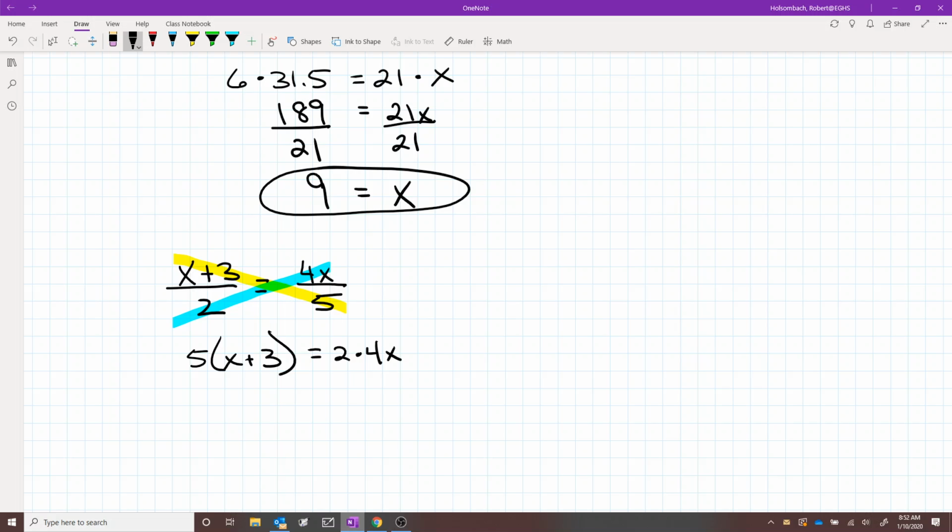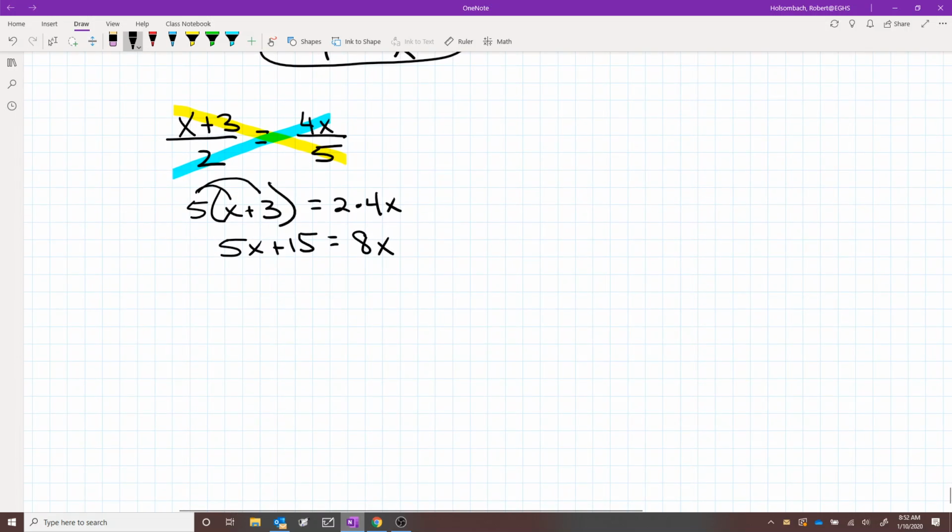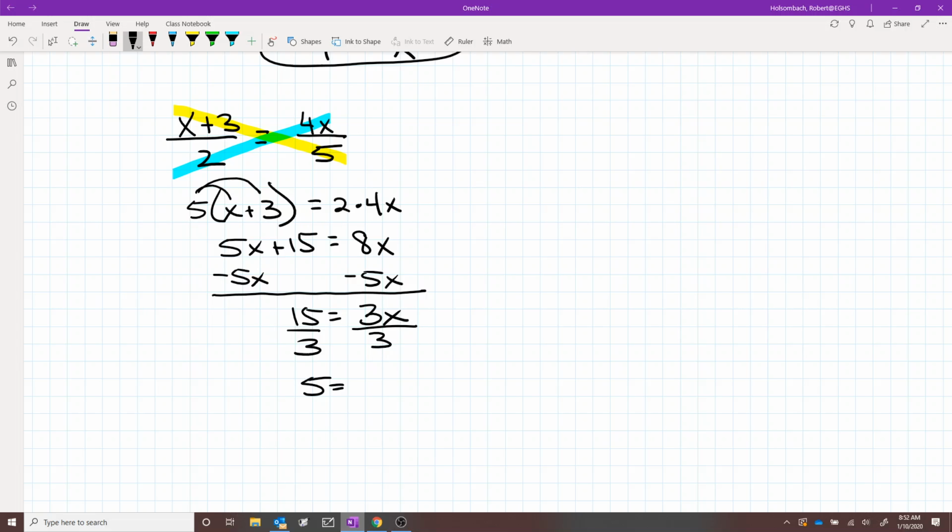So now remember the distributive property. You got to distribute this 5 to the x and to the 3. So we got 5 times x is 5x, and 5 times 3 is 15. And that's equal to your 2 times your 4x, which is 8x. So now you can subtract 5x from each side. 15 would equal 3x, and you can divide both sides by 3. So 5 would be equal to your x.